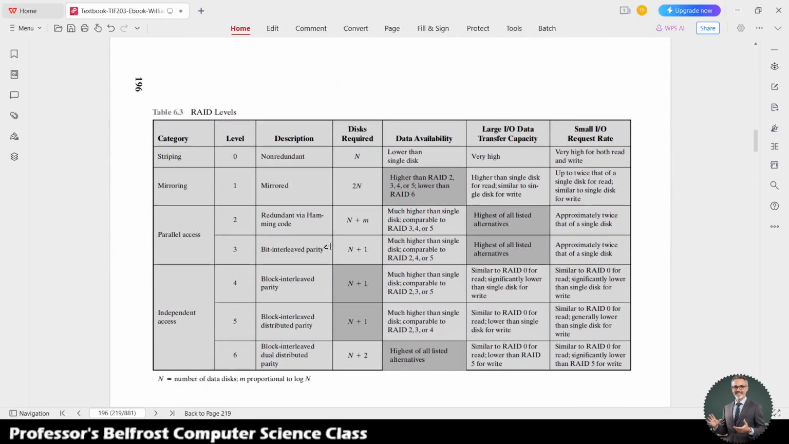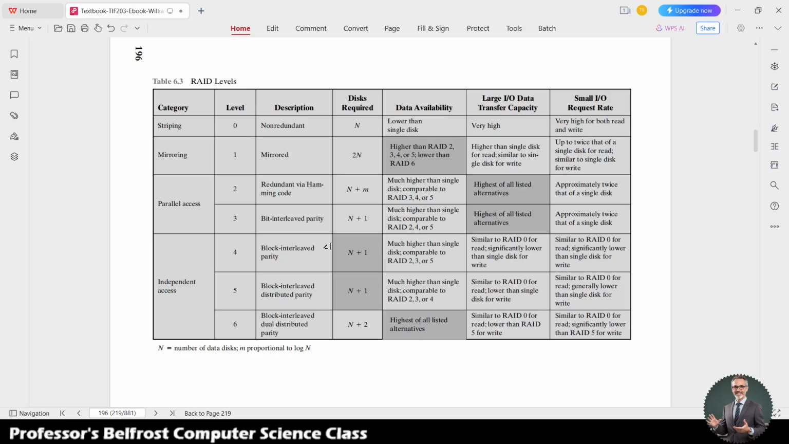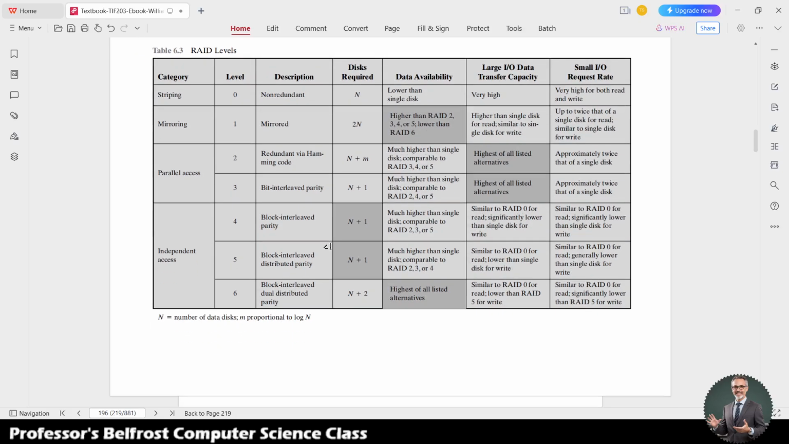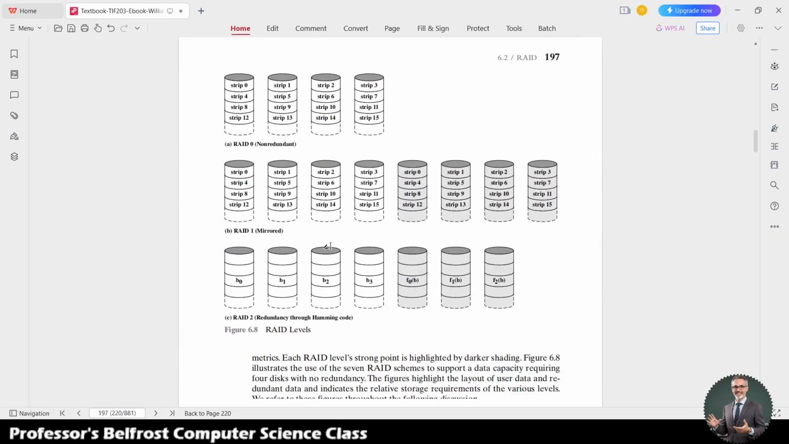This is the terminology used in RAID. We have striping, mirroring, parallel access, and independent access. I'll leave it for you to learn by yourself, because they are too long to explain one by one. They are used in different ways. Here is RAID 0, which is the non-redundant type.